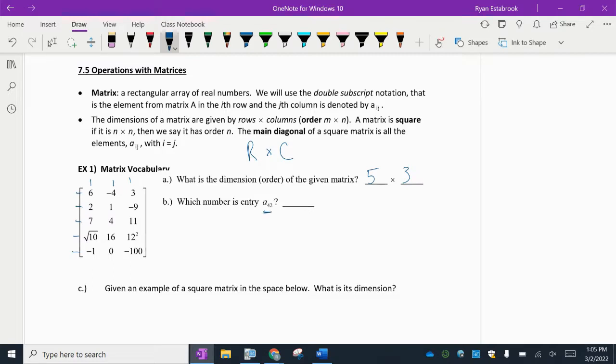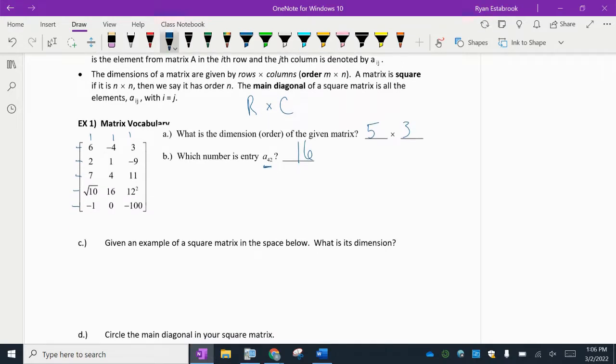And then if you want to talk about one specific entry in there, we can use subscript notation like this. Entry number subscript 42 means you're in the 4th row and the 2nd column. So if you look down there, 4th row, 1, 2, 3, 4, the 2nd column over would be talking about 16.